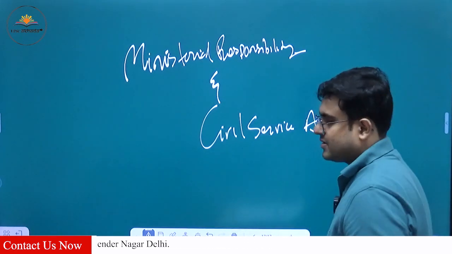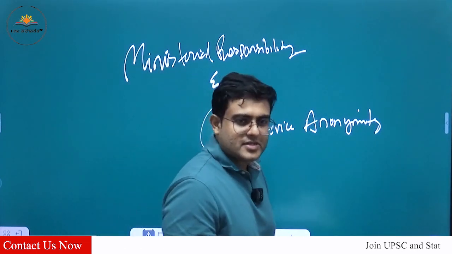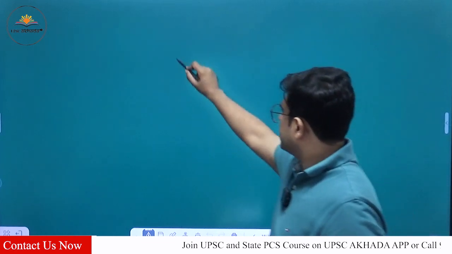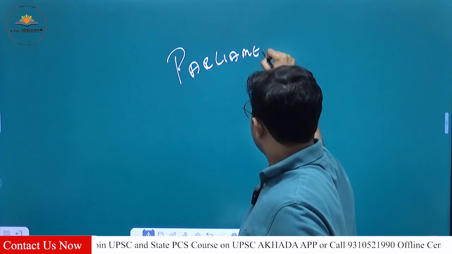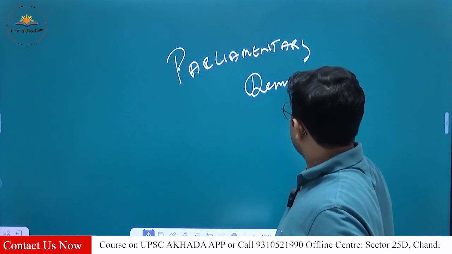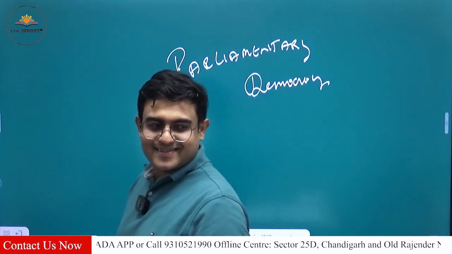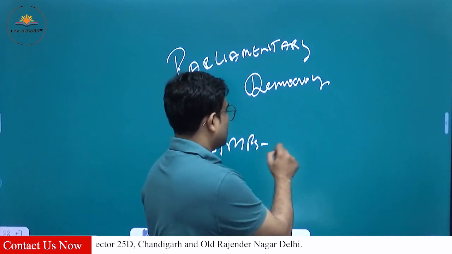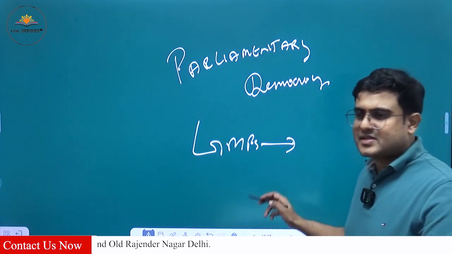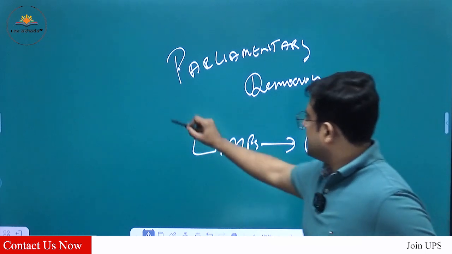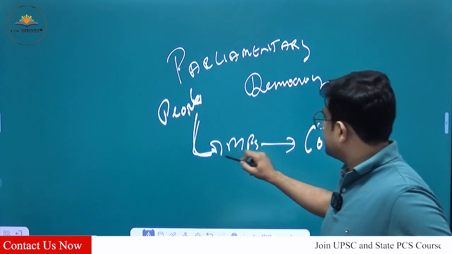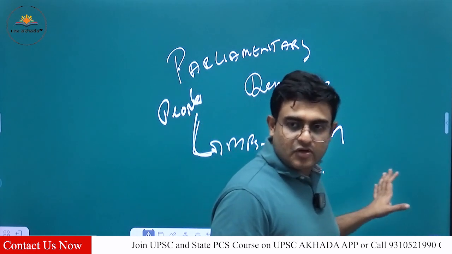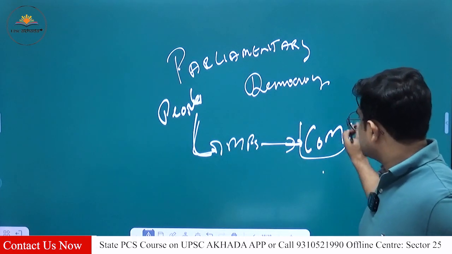Very good. Good structuring of sentences. See, India is a parliamentary democracy. Then you elect members of parliament. Members of parliament form the Council of Ministers, the government. These are people's representatives, so they are responsible for people's welfare. So the minister is responsible for people's welfare. And how is accountability of the minister ensured?